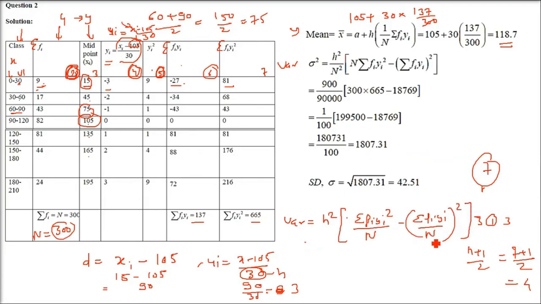So if you take n square outside, you will get this formula. This which I wrote, we have been using till now. So either you use this one or this one.